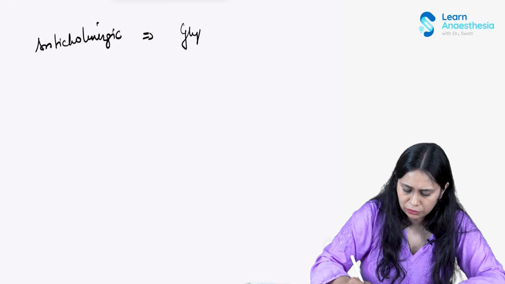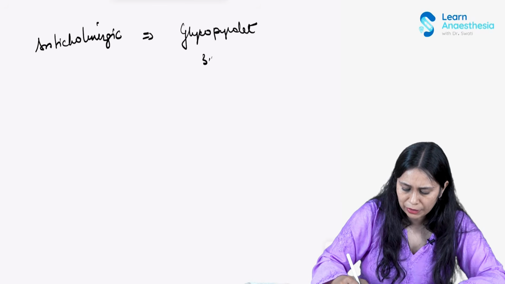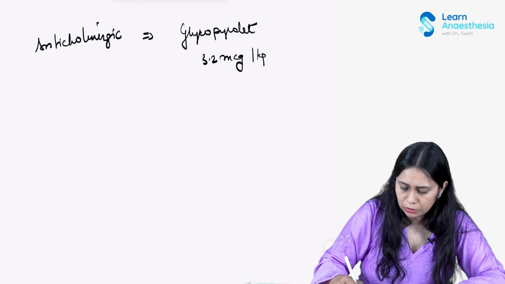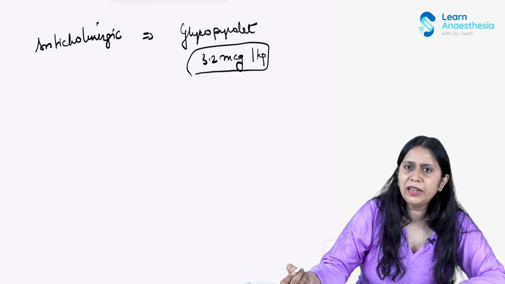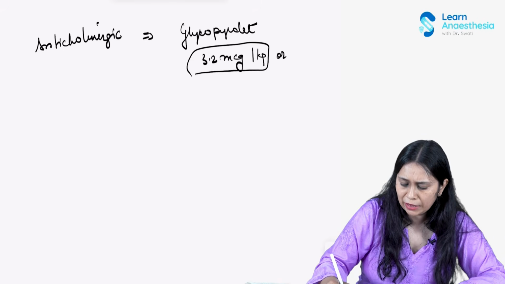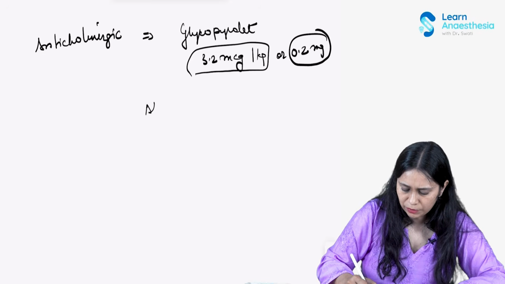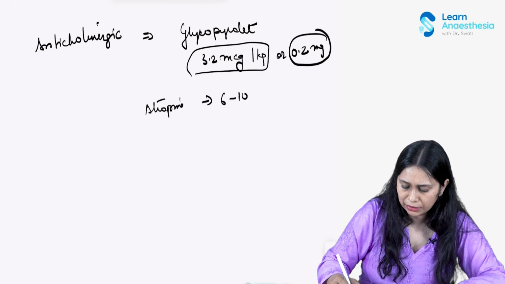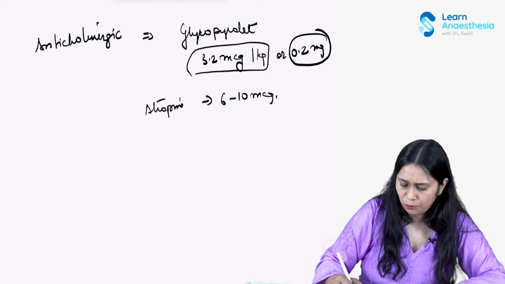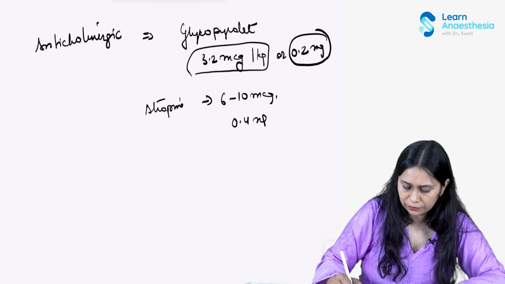So we can give glycopyrrolate. The dose is 3.2 microgram per kg, or instead of calculating like this in an emergency, I always give 0.2 milligram IV. Okay, so just give 0.2 milligram IV. Or we can give atropine. The dose which is described is 6 to 10 microgram per kg, or let's say 0.4 milligram we give, right?